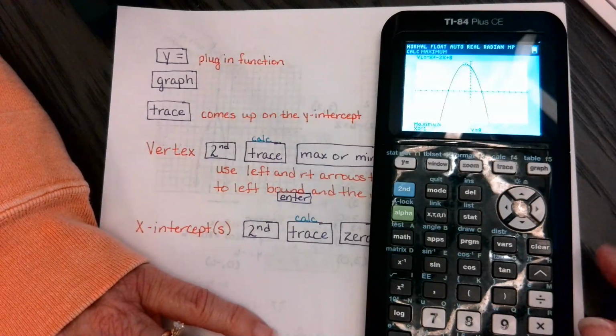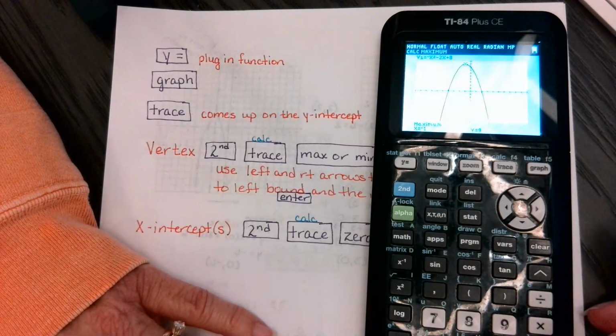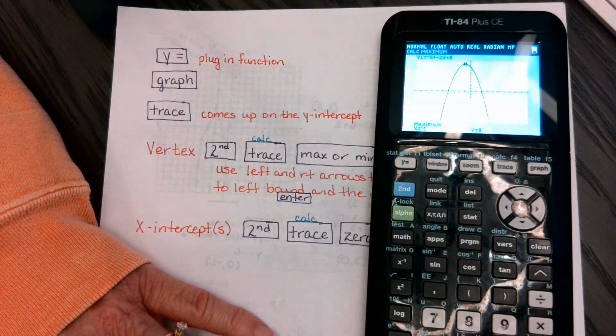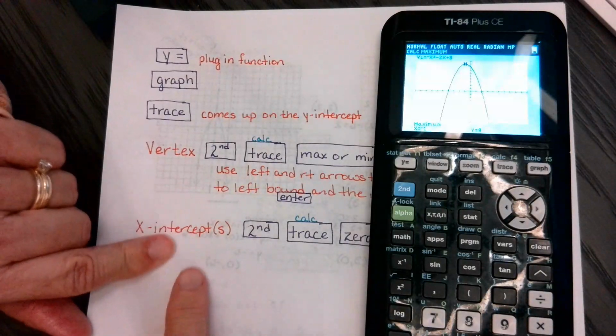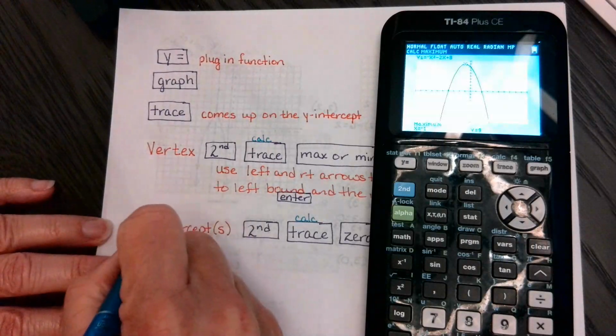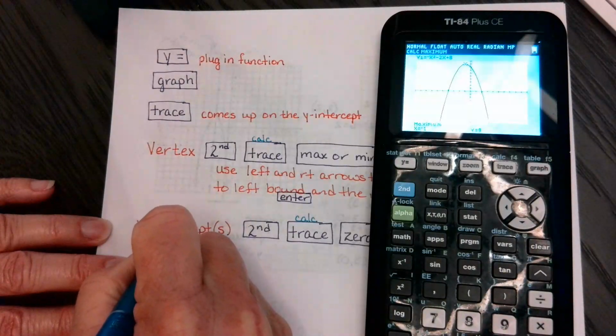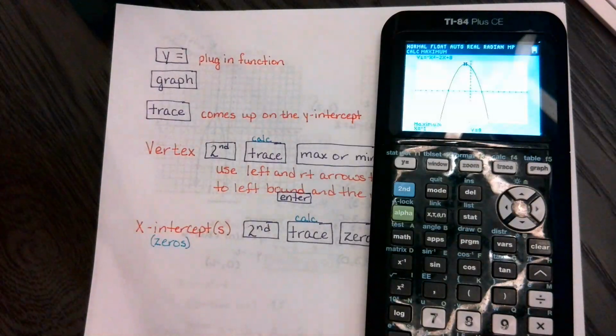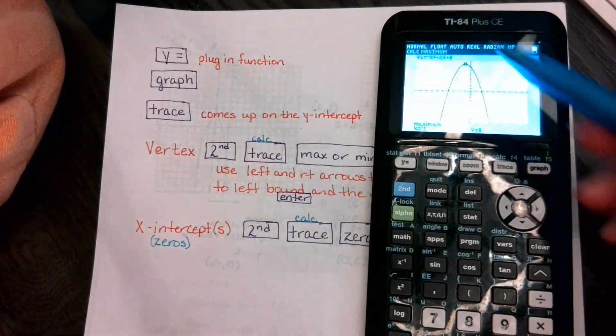All right, so that's how you find your maximum or your vertex. Anytime you hear the word maximum or minimum, it means vertex. So you just need to keep that in mind. Okay, to find the x-intercepts. When you get to your next class, your x-intercepts are going to become what we call zeros. If you ever hear zeros, just know that it's where it crosses the x-axis.